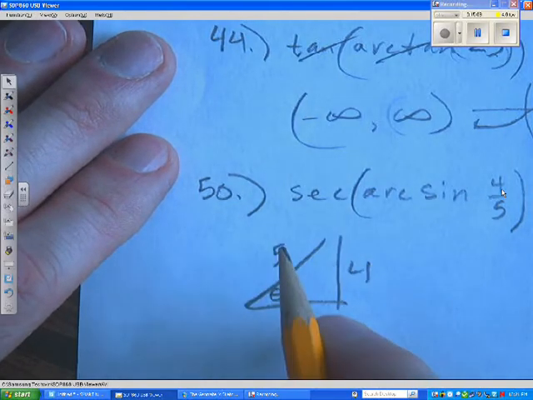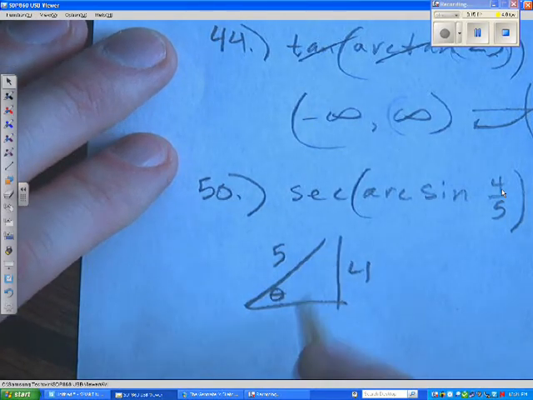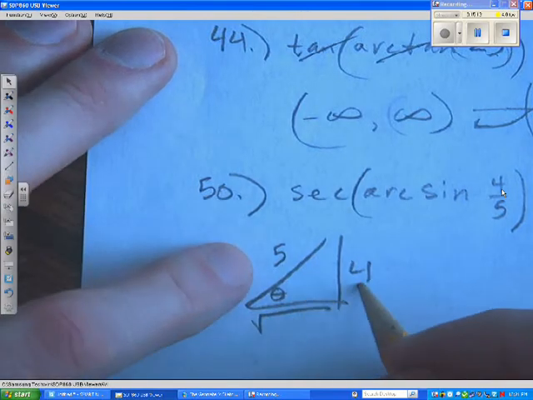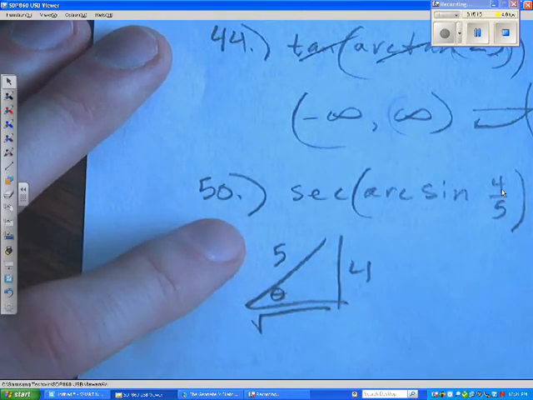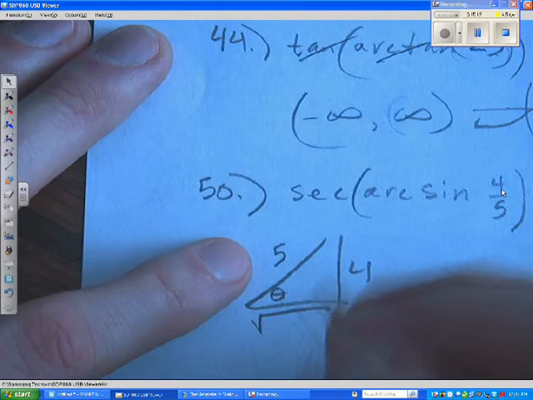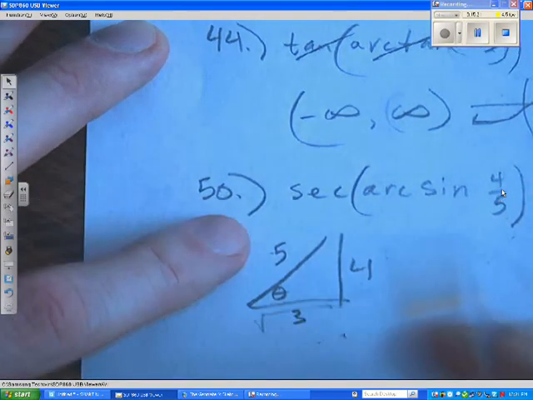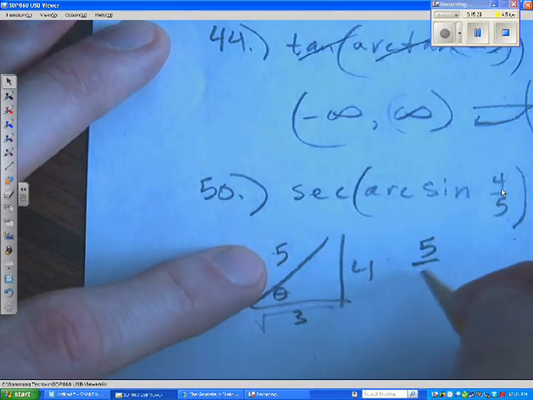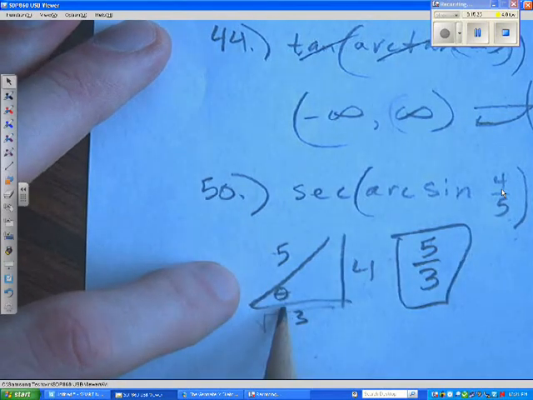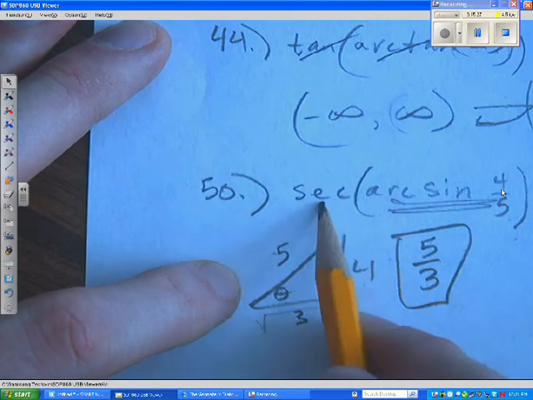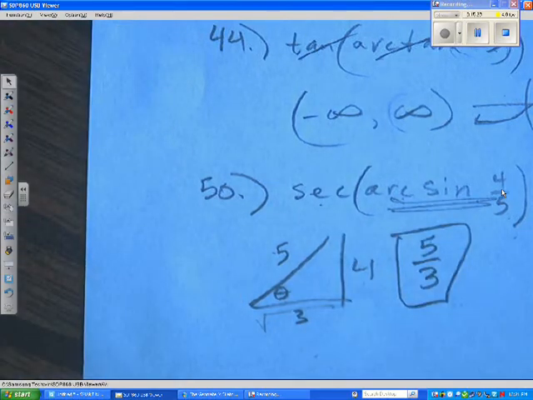Secant is the hypotenuse over the adjacent, so I need to do the Pythagorean theorem, which is 25 minus 16. 25 minus 16 is 9. I should have done this with a triple. That would have been faster. So this is simply 3, and the secant of this triangle is 5 divided by 3. Notice I didn't need to find that angle. That's irrelevant. It's the secant of the angle that has sine of 4 over 5.